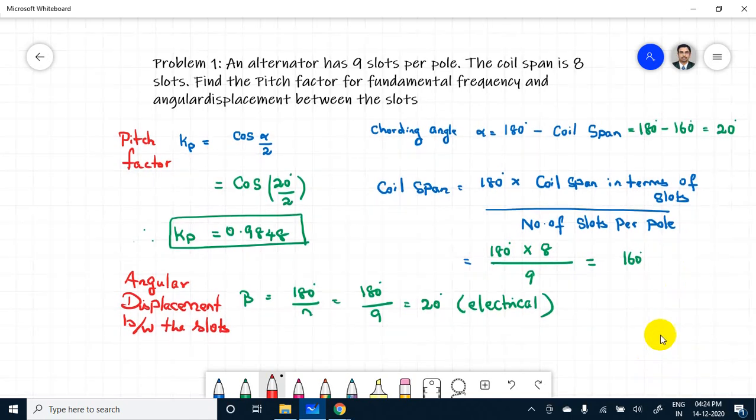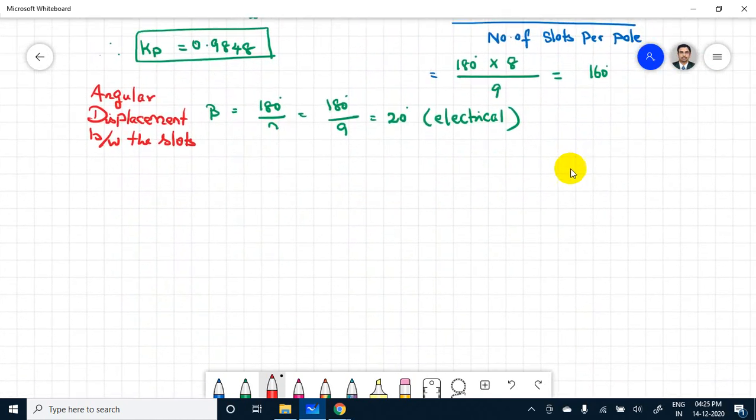I understand. So the pitch factor formula Kp equal to cos alpha by 2, from that I can get Kp. And angular displacement between the slots will be beta equal to 180 divided by n, where n is the number of slots per pole, which is 9. Substitute directly, you get 20 degree electric. Any doubts? No, sir. Okay, then another second question.